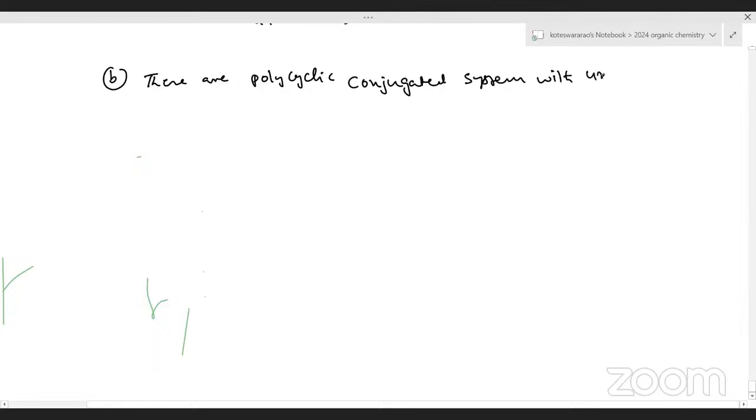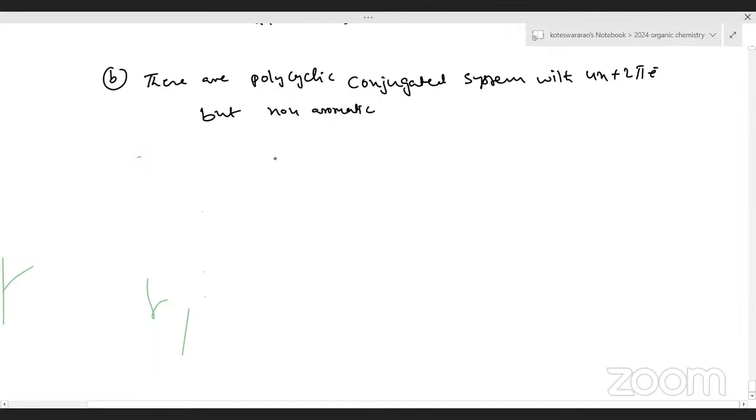Next, the second example. The first one is completed. The second one is a polycyclic conjugated system with 4n plus 2 pi electrons, but non-aromatic.